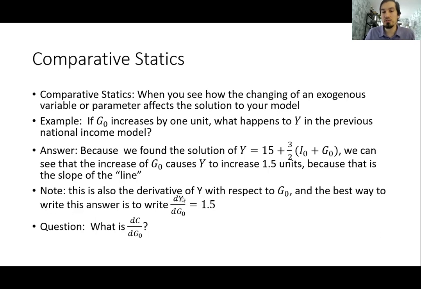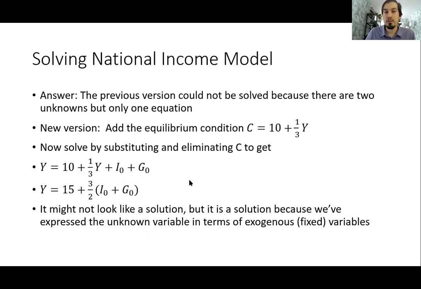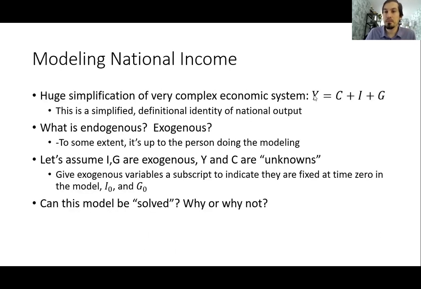Just as a word of caution, if you had looked at this first equation, Y equals C plus I plus G, you might say, what's dY/dG? It's 1, isn't it? It looks like the slope of this is 1, because the coefficient of this G is 1. That would be the wrong answer, okay?